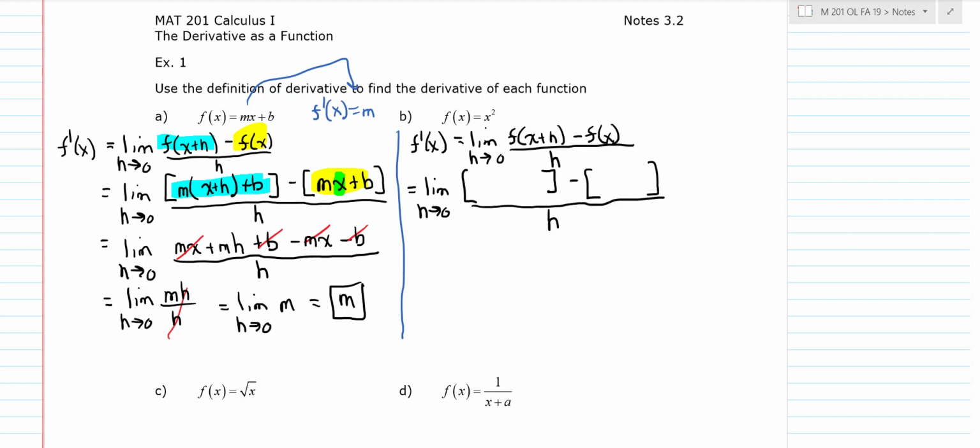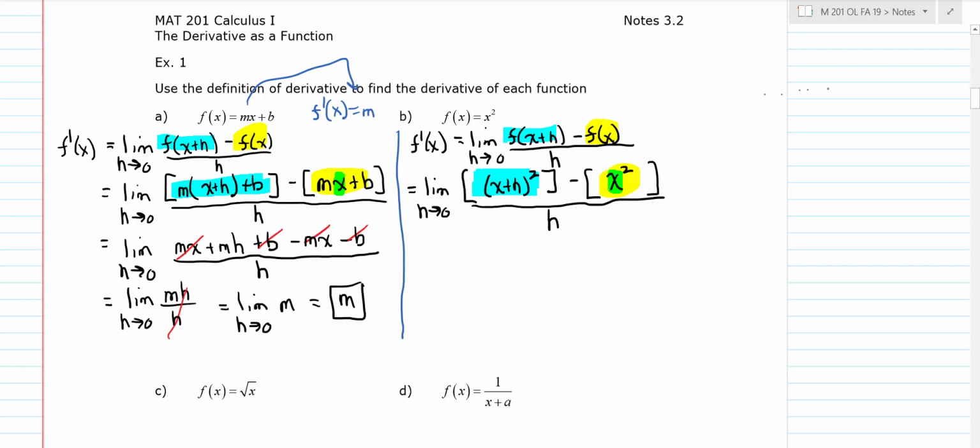So remember, f of x goes there. F of x is what I gave you, so that means x to the second goes there. Okay? F of x plus h goes there. So all that means is it's the same thing, except it's x plus h squared. So those things, that's f of x plus h. Then you got to work this stuff out.